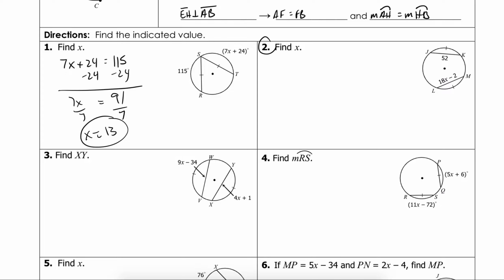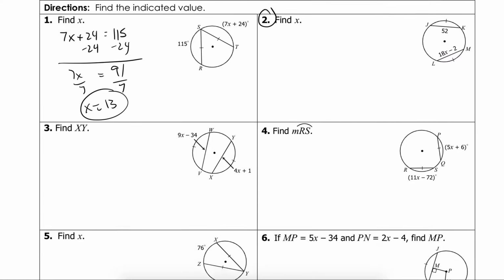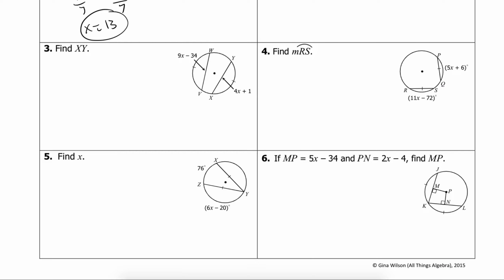Okay. Take a look at number 2. I'm going to have you do number 2 on your own. But just a quick talk about it. See how the arcs are equal? Since the arcs are equal, that means the chords have to be equal. Go ahead and solve for x.